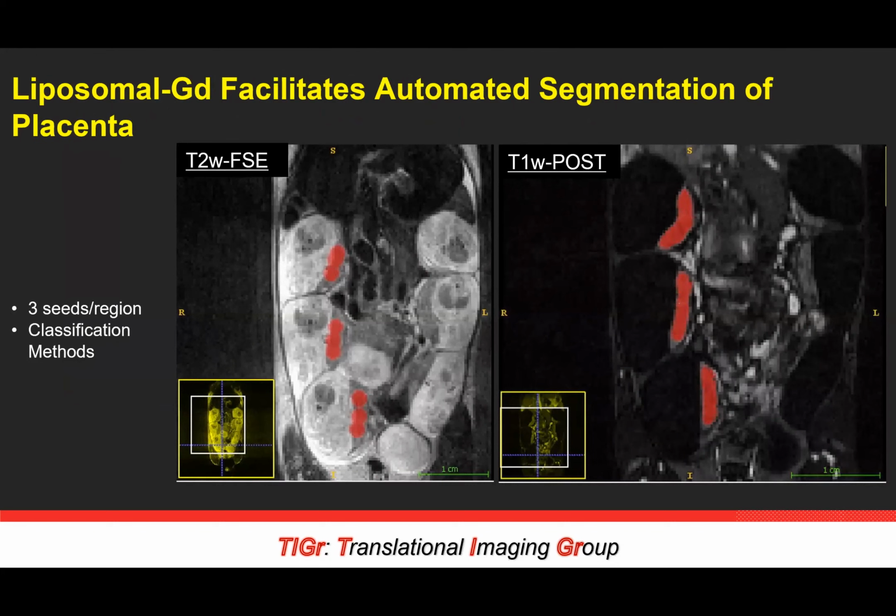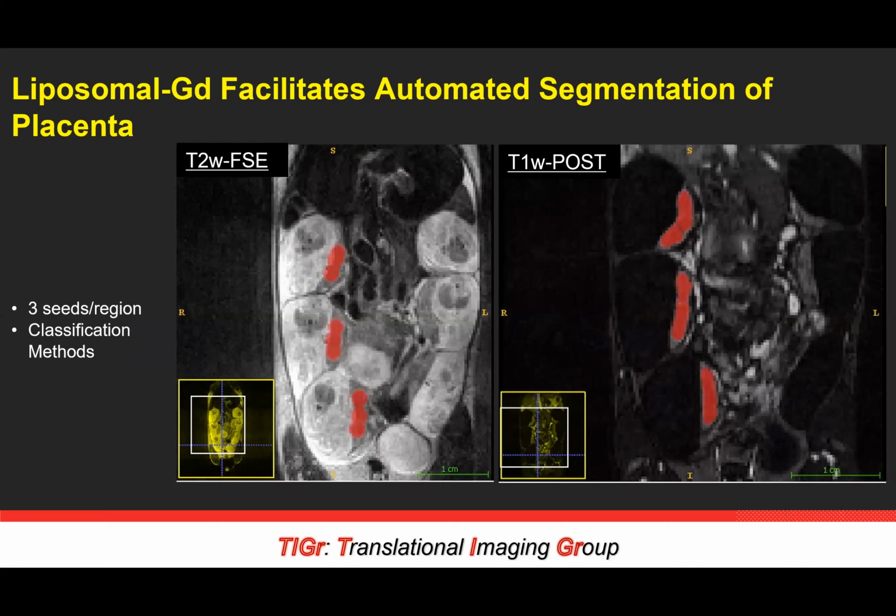So a very valuable part about using our liposomal agent is that it facilitates automated segmentation of the placenta. Here I'm using ITK-SNAP, which is a program that is freely available and that you can use to look at your imaging data. And I've loaded in the DICOMs for both a T2-weighted fast spin echo and a post-contrast T1-weighted gradient recalled echo sequence, as you can see here.